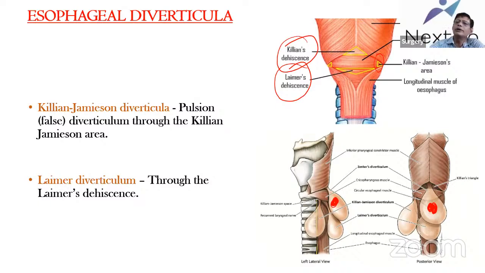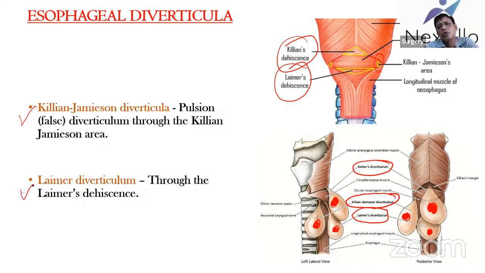So now coming back to it. As you can see here, the first one that we have is through the dehiscence of Killian, our Zenker's diverticulum. The second one that we see here, from this lateral area, is our Killian-Jamieson diverticulum. And this one down here in the central position is the Lamer's diverticulum. Pulsion or false diverticulum through the Killian-Jamieson area is the Killian-Jamieson diverticulum, and the pulsion diverticulum through the Lamer's dehiscence is the Lamer's diverticulum. Okay, so this is it.